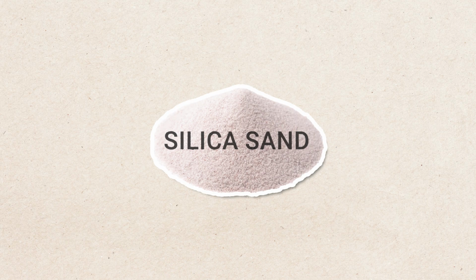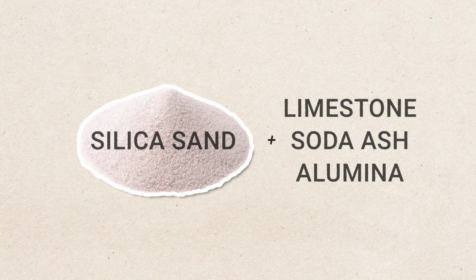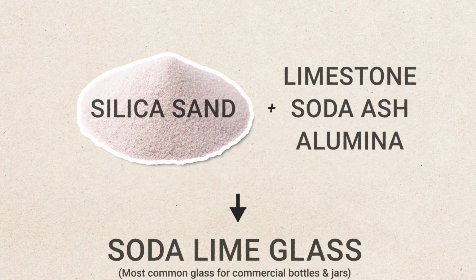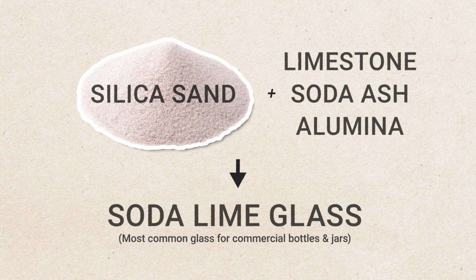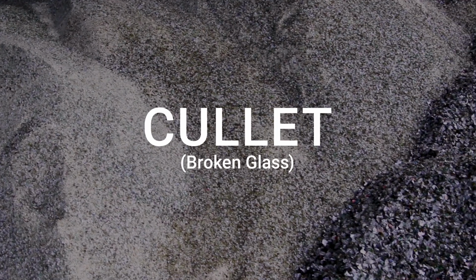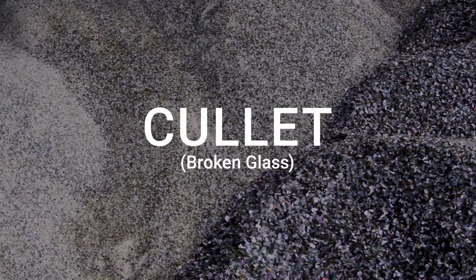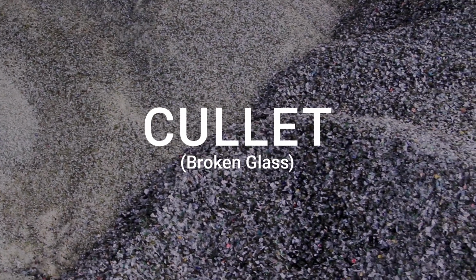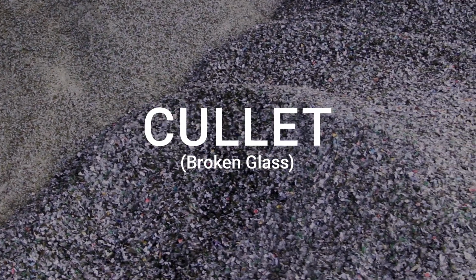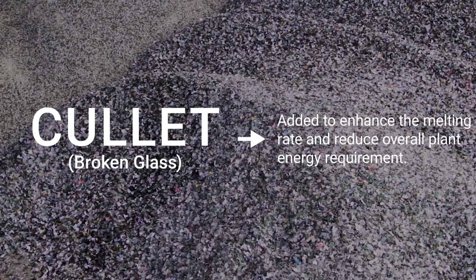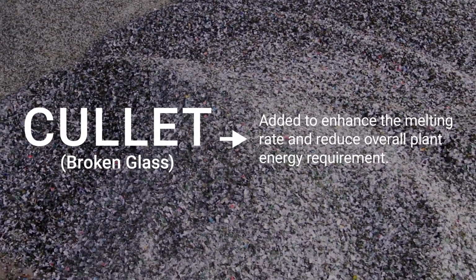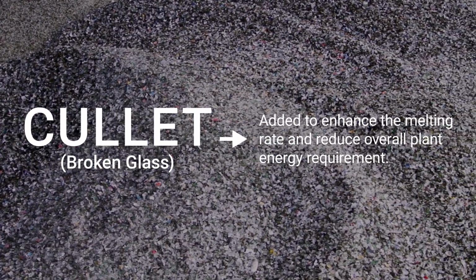All commercial glass is made from a silica base sourced from high-purity sand. Limestone, soda ash, and alumina are added to make soda lime glass, which is the most common type of glass for commercial bottles and jars. Cullet, or broken glass, collected from plant operations and post-consumer waste, also makes up a percentage of the new glass composition. This is added to enhance the melting rate and reduce overall plant energy requirement.